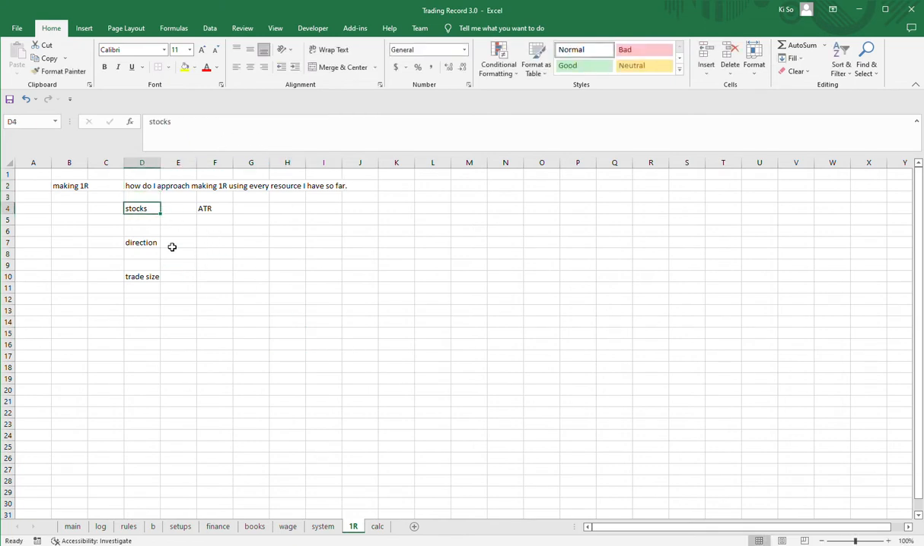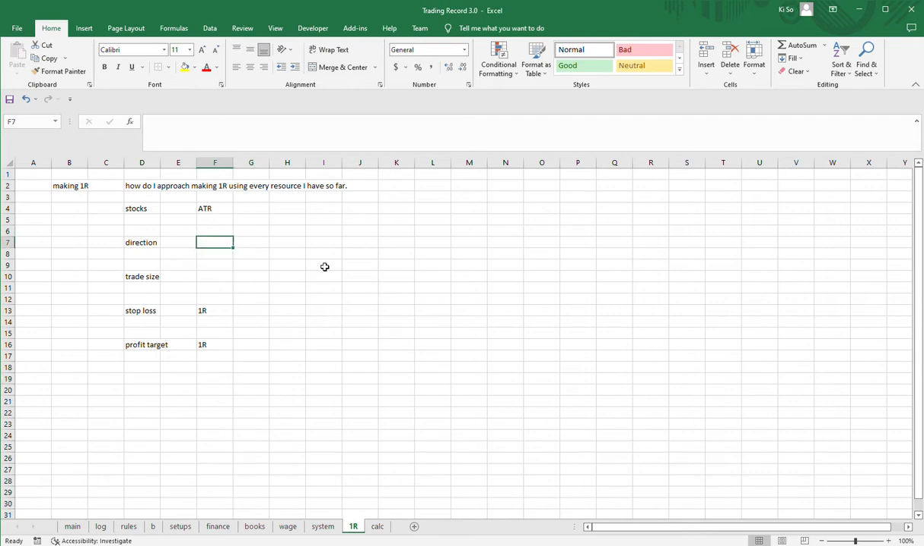Now, the direction is, so I have to think about what my thesis is. So let's figure out what my stop loss is going to be. Making 1R obviously means there's going to be a profit target. Profit target is going to be 1R. What am I willing to do? Okay, so I will set my stop loss as 1R as well.